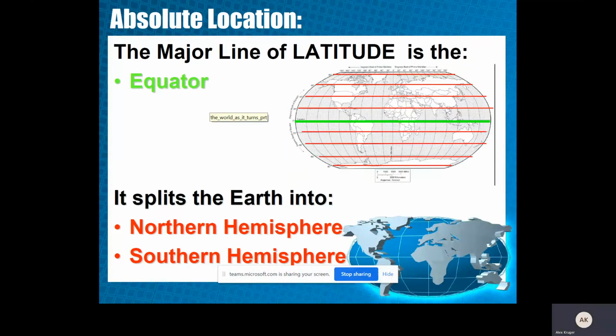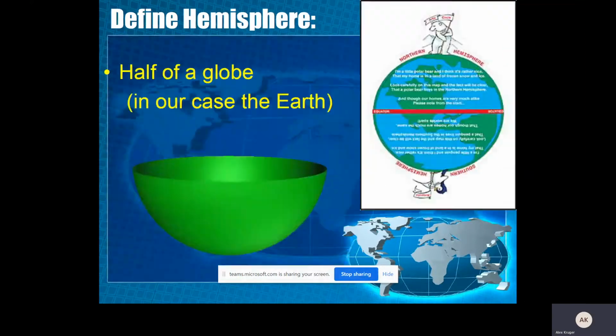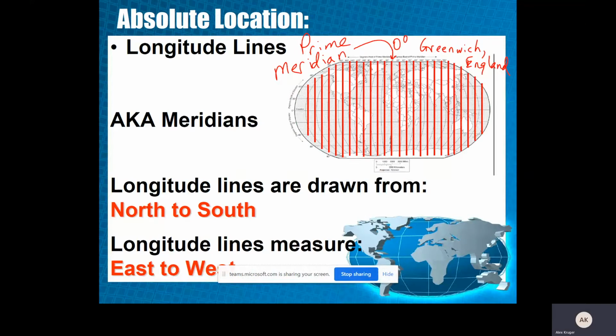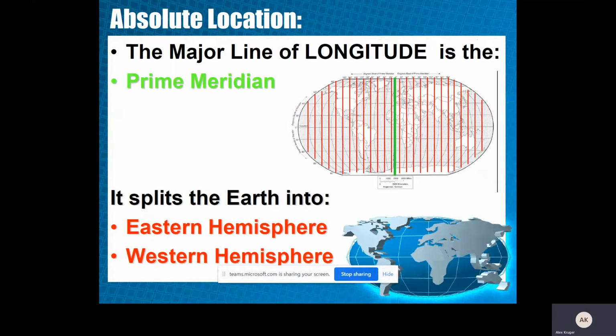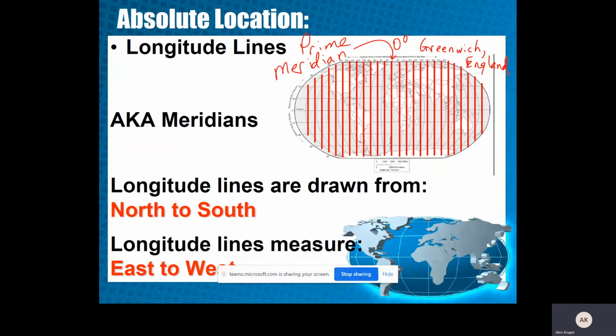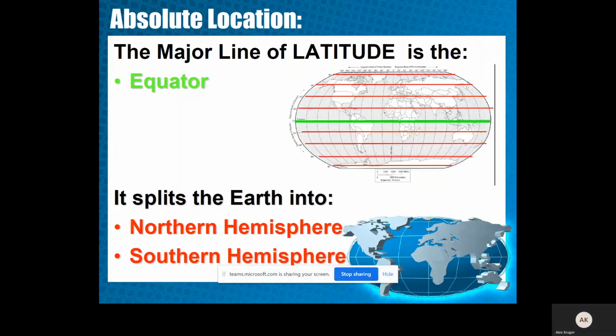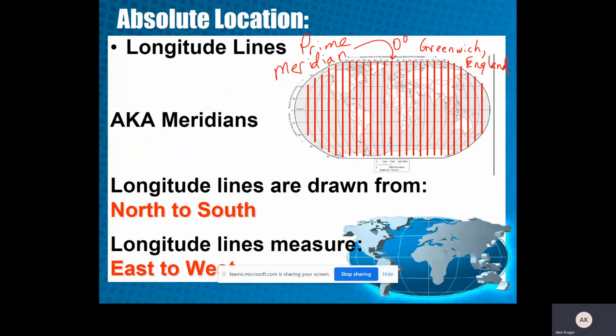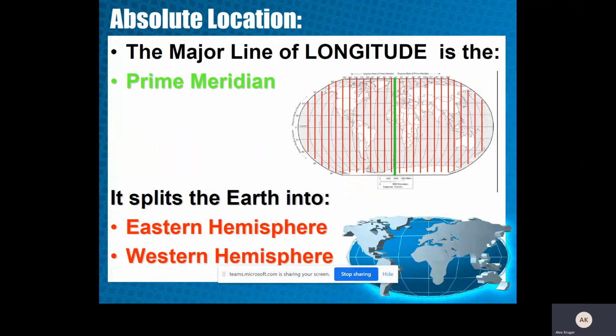The equator and the prime meridian. The equator is 0 degrees on latitude. And the prime meridian, as you can see in this slide, is 0 degrees for longitude, which goes north-south, but measures east to west. The prime meridian and the equator are the major lines of longitude and latitude. The equator belongs to latitude, and the prime meridian belongs to longitude.